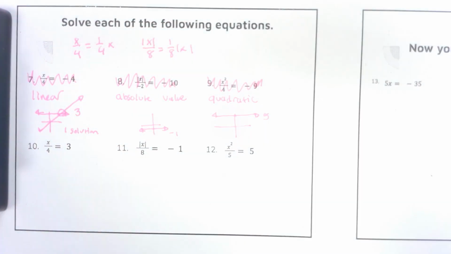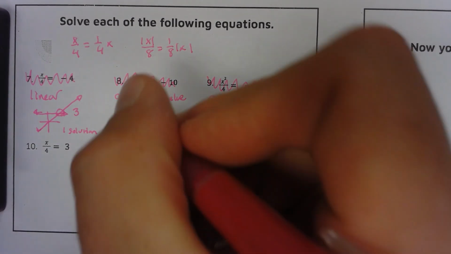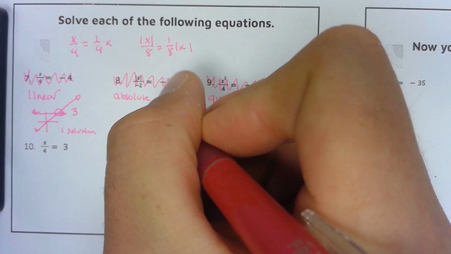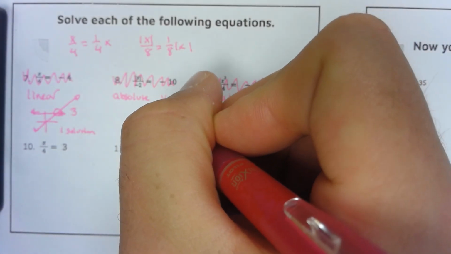Absolute value of x divided by 8, that's 1/8 absolute value of x. So that means our rise over run is up 1 and over 8. We're going to get a no solution again. These do not intersect.